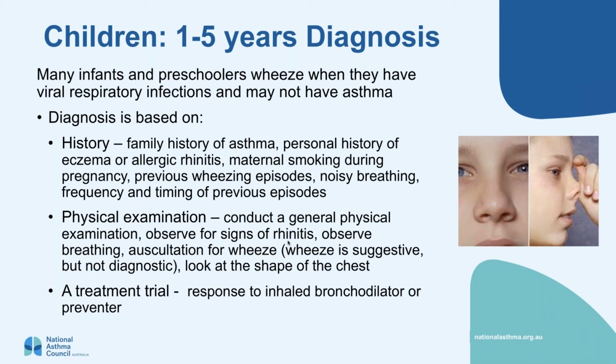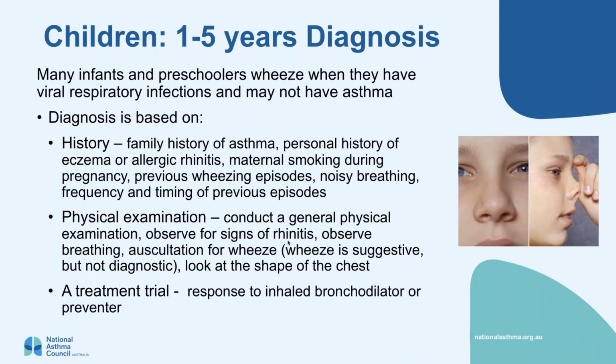So, diagnosis in children 1 to 5 years is based on history, and this includes any family history of asthma, personal history of eczema or allergic rhinitis, maternal smoking during pregnancy, previous wheezing episodes or noisy breathing, and the frequency and timing of previous episodes.